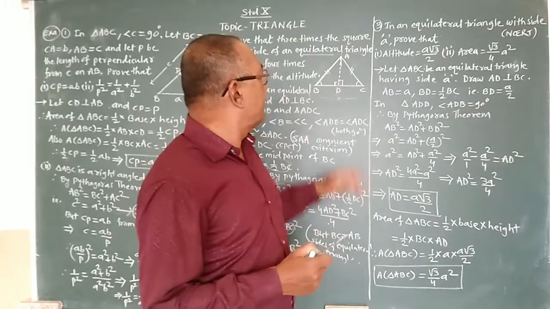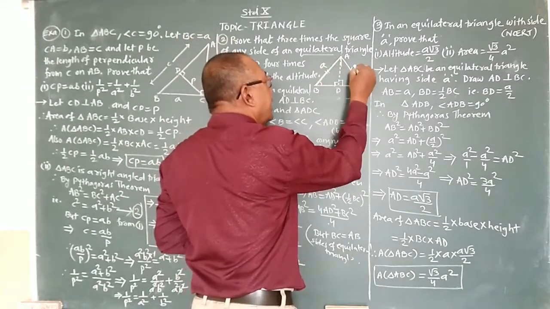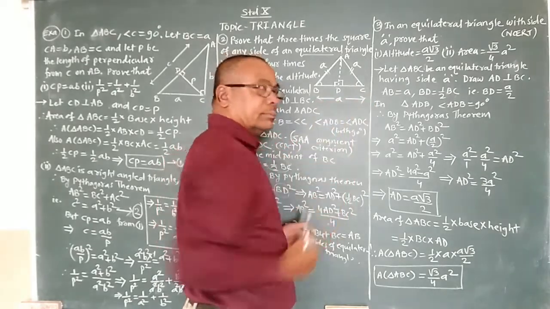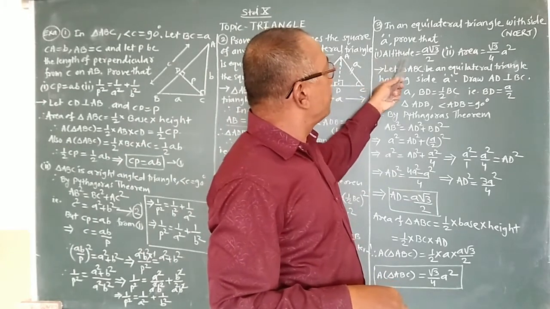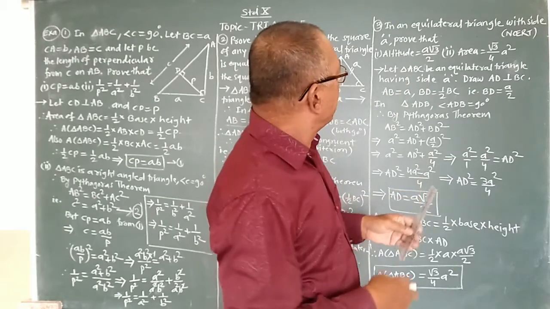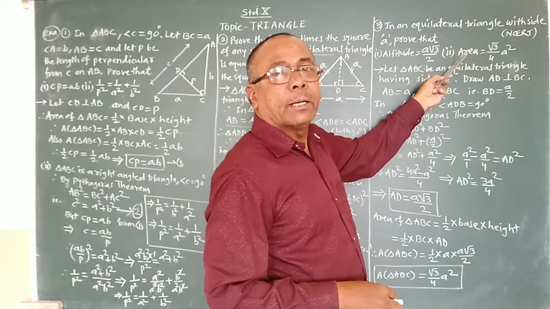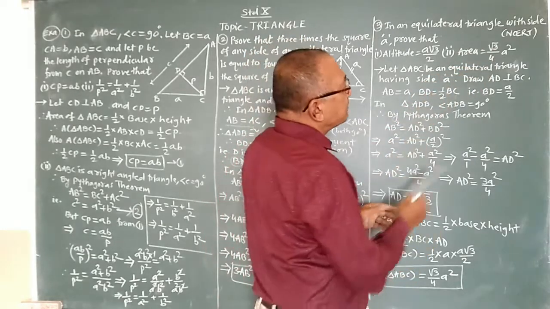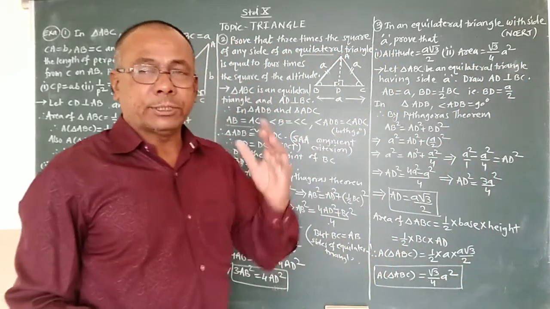Here in an equilateral triangle with the side A, for example ABC is an equilateral triangle and each side is A. Prove that first, the altitude is equal to A root 3 upon 2, and second, the area of equilateral triangle ABC is equal to root 3 upon 4 A square. So the second part we have derived or proved last year.